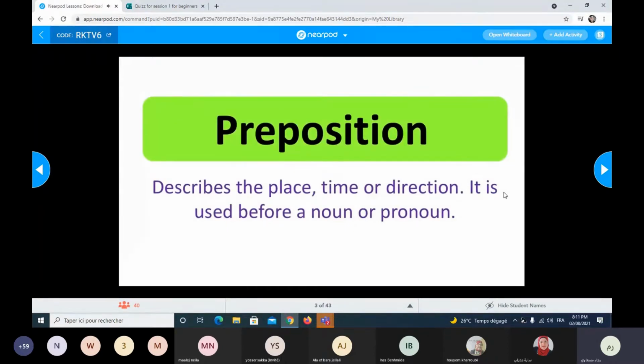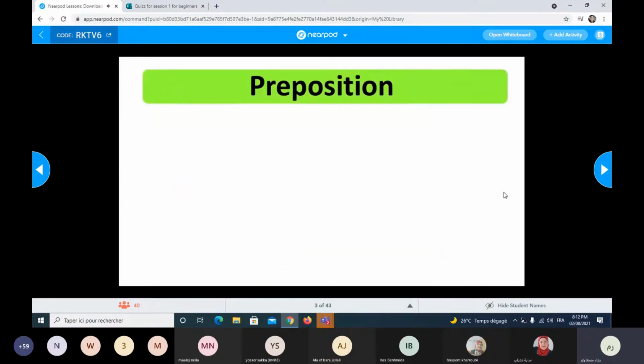The cat jumped over the box. The preposition in this sentence is over. Get into the car quickly before we are late to school. The preposition in this sentence is into.